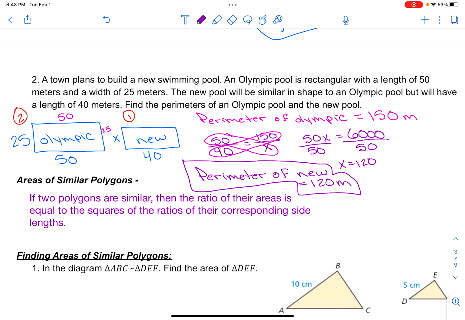So remember, when dealing with perimeter, you still have to set up a side ratio. The two sides that you know are similar, they're in the same position. And then you set it equal to perimeter of what you know over perimeter of what you don't know.